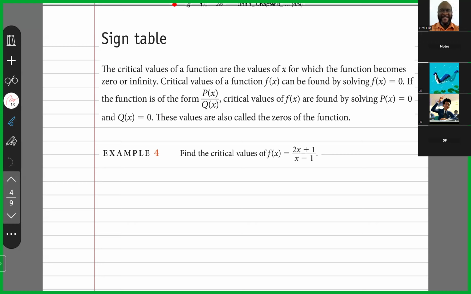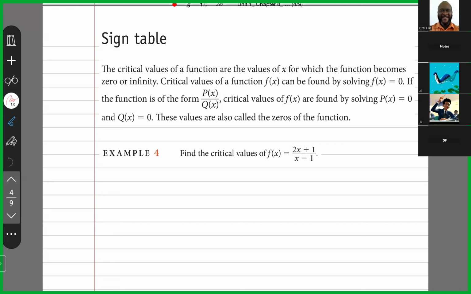Critical values of a function f of x can be found by solving f of x is equal to 0. Now, if the function is of the form p of x over q of x, critical values of f of x are found by solving p of x is equal to 0 and q of x is equal to 0. These values are also called the zeros of the function.